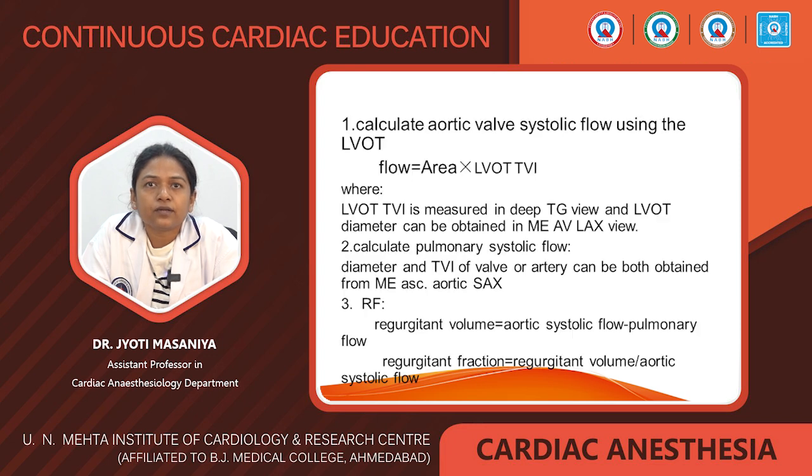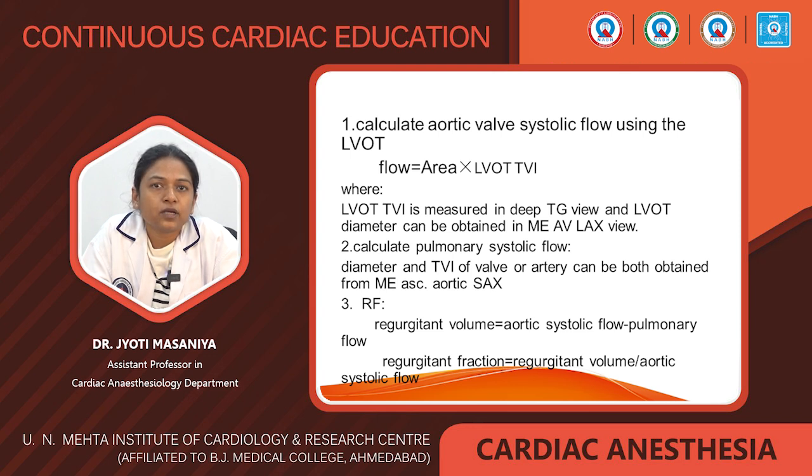Calculate the aortic valve systolic flow using the LVOT. So, flow is equal to LVOT area times the LVOT VTI. The LVOT VTI is measured in the deep transgastric view, and the LVOT diameter can be obtained in the mid-esophageal AV long axis view. To calculate the pulmonary systolic flow, we measure the pulmonary artery diameter and the VTI of the pulmonary valve, which can be obtained from the mid-esophageal ascending aorta short axis view.